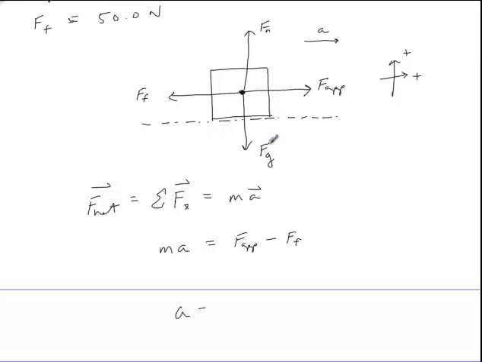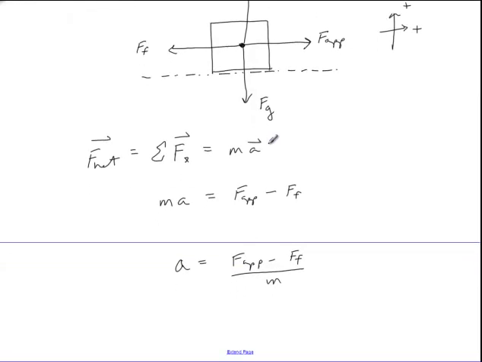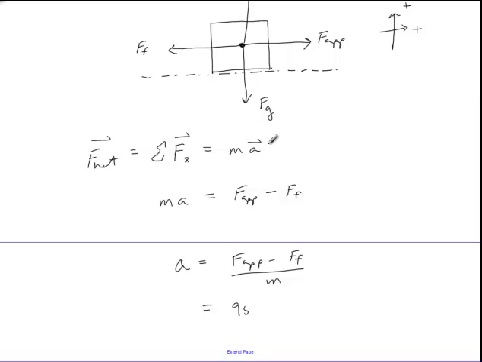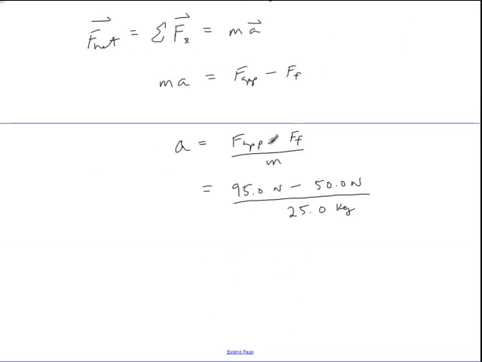Now we're solving for A. So A, we just divide each side by M. So FAP minus FF divided by M will give us our acceleration. And then if it's positive, it's going to the right, and if it's negative, it's going to the left. Okay, so F applied was given to us. It's 95.0 newtons. Force of friction was given to us, 50.0 newtons. Mass, this object happens to weigh 25.0 kilograms. Okay, so that means you've got 45 newtons divided by 25 kilograms.